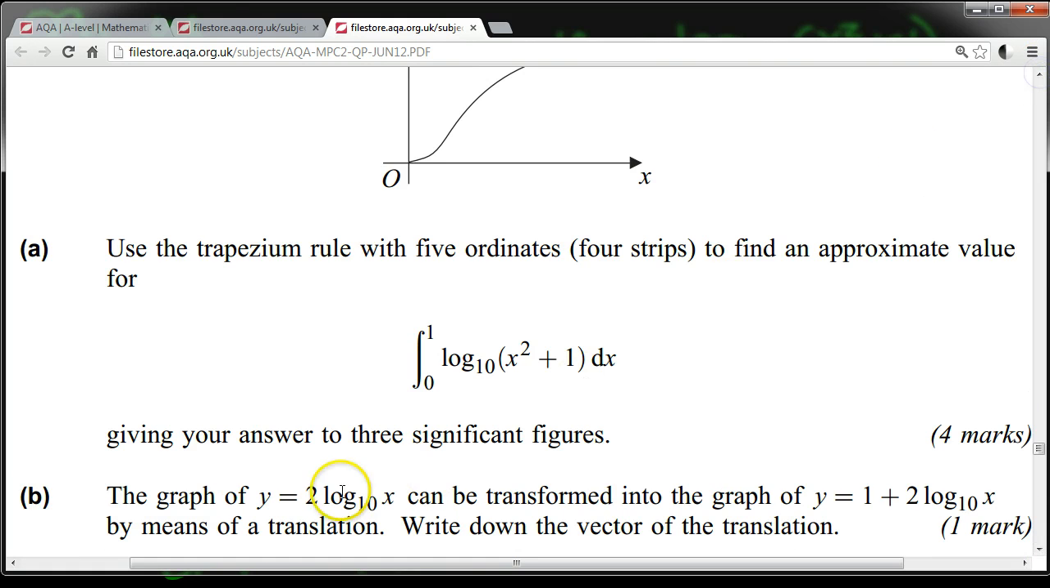The graph of y equals 2 log 10x can be transformed into the graph of y equals 1 plus 2 log 10x by means of a translation. Write down the vector of the translation.